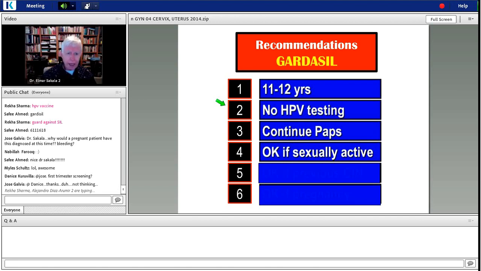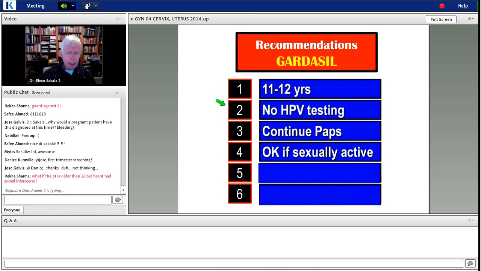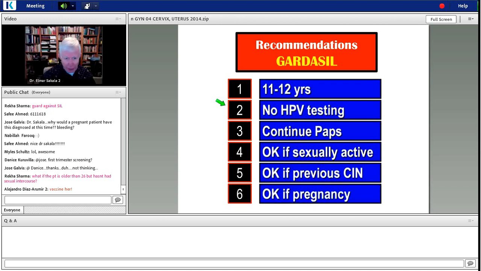Is it okay if she is already sexually active? Yes, it is. Is it okay for previous cervical intraepithelial neoplasia? Yes, it is, because those could have been from a different HPV DNA type.